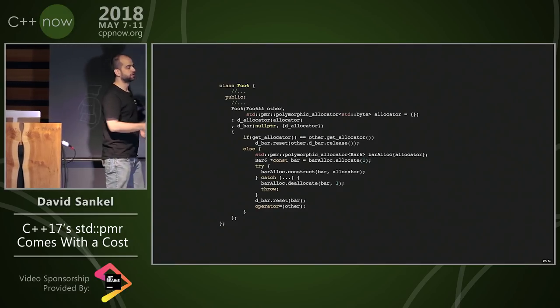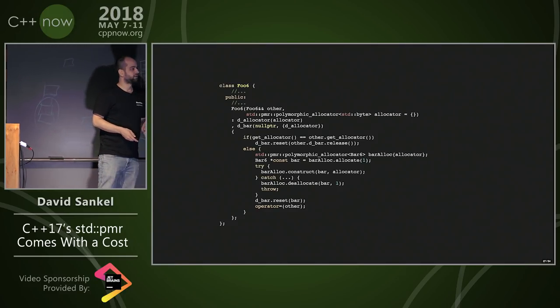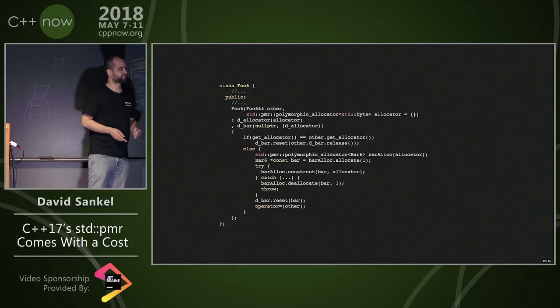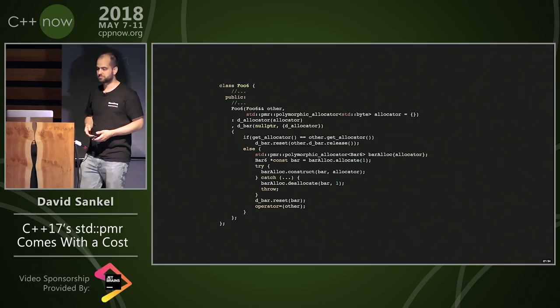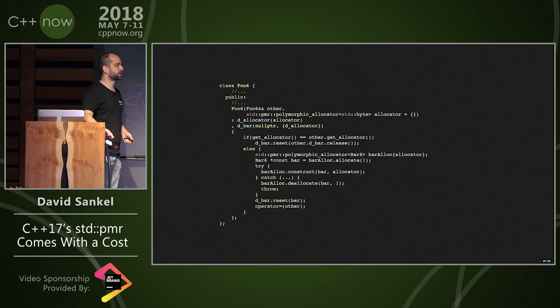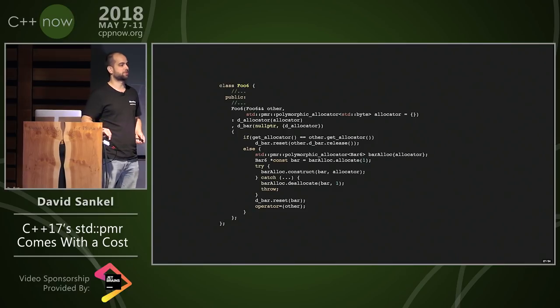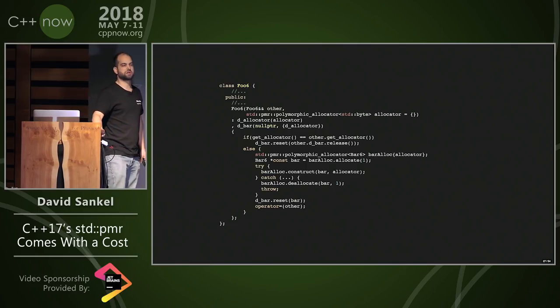Could you also have constructed and swapped and done that sort of paradigm? Could you also have construction swap? So I'm not going to talk about swap. Swap is kind of like a sad story when it comes to polymorphic allocators. But generally, this is what you need to do if you want to opt into standard library stuff.